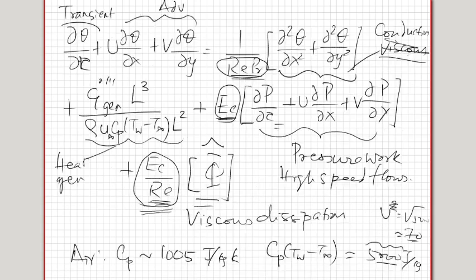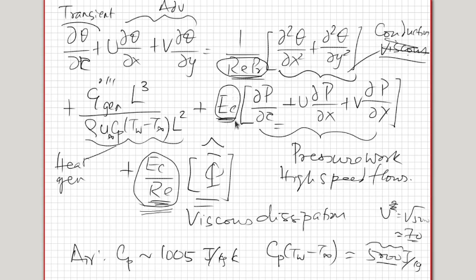So go back here. If Ec by Re is much less than 1, I can drop this from the energy equation. So the energy equation becomes that much shorter. So this term can go away. Usually the Reynolds numbers that we deal with are in the order of thousands. So unless Eckert number comes to the order of thousands and this becomes comparable, this term will always be negligible.